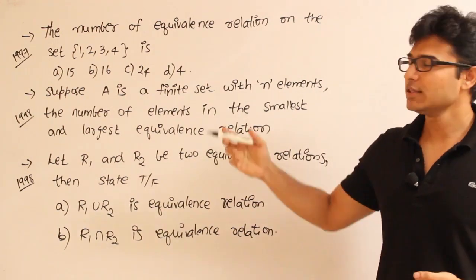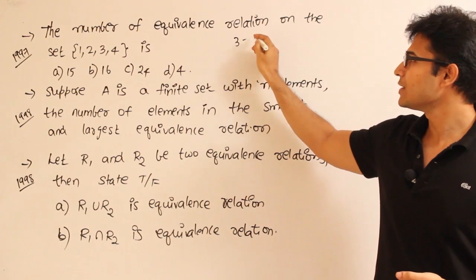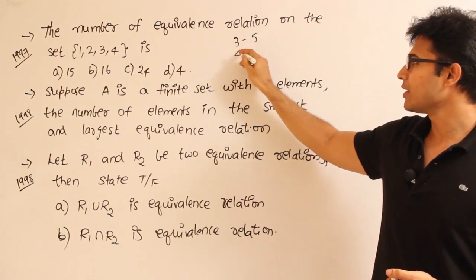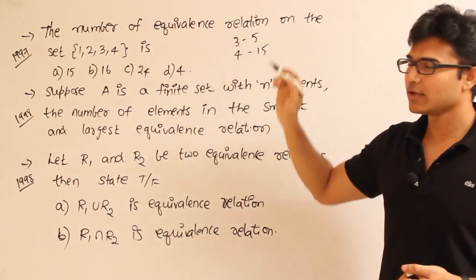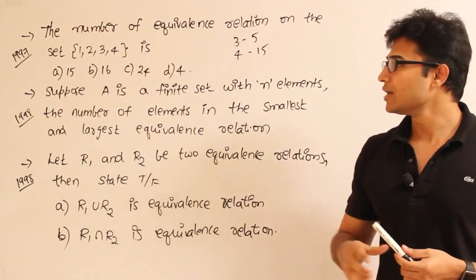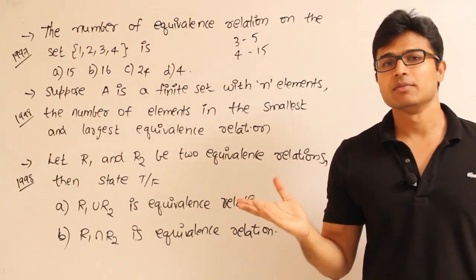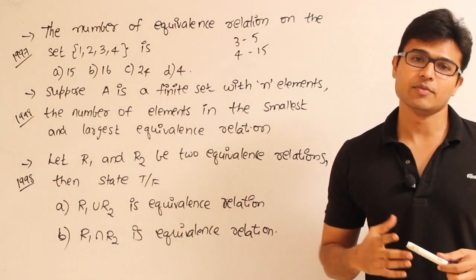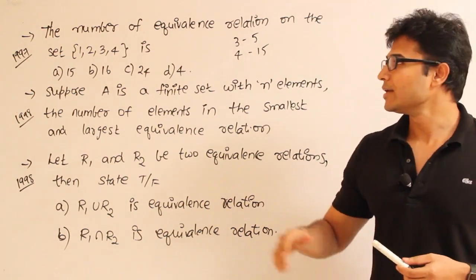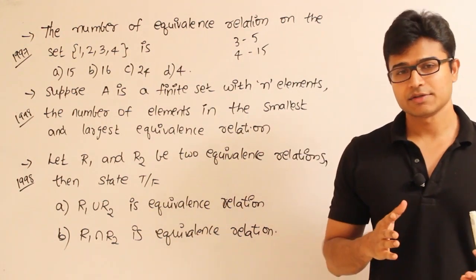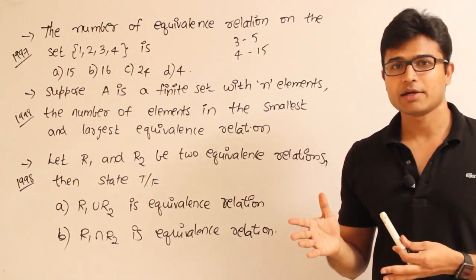If we have a set with 3 elements, then the number of equivalence relations possible is 5, and if we have a set with 4 elements, then the number of equivalence relations possible is 15. If you have even more than that, the number will be very big, and it will be difficult to compute also. The same goes for the number of partitions.